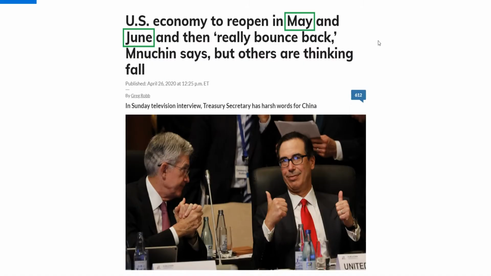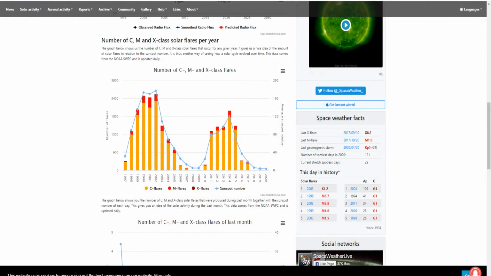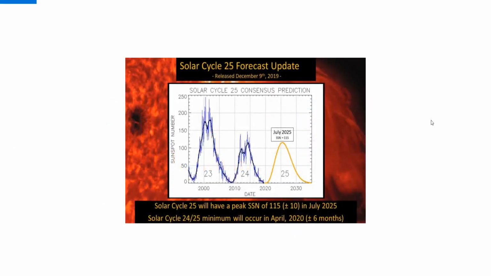US economy to reopen in May and June, and then really bounce back, Munchin says, but others are thinking fall. So here, guys, we have one contrarian info and one info for the masses. So watch out. I already shared this and talked about this on Twitter as well. And okay, I believe this is it. Yes, this one here. As you guys can see, this is not my forecast. I'm bringing it to you guys for a long time.